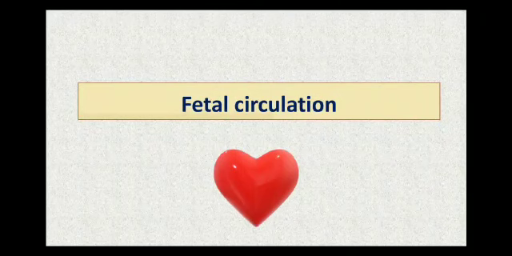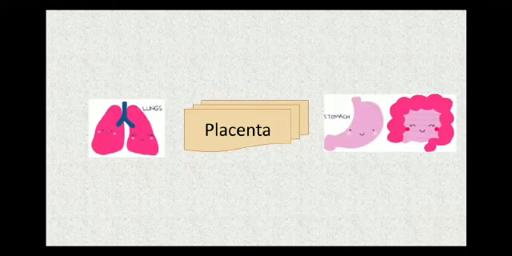The major difference between the circulatory system of the fetus and that of the adult is the presence of the placenta. The placenta is the connection between the mother and the fetus. The placenta performs the function of 4 organs in the fetus, namely the lungs. So the placenta is doing the gas exchange. The placenta is providing nutrition. It is the GIT for the fetus.